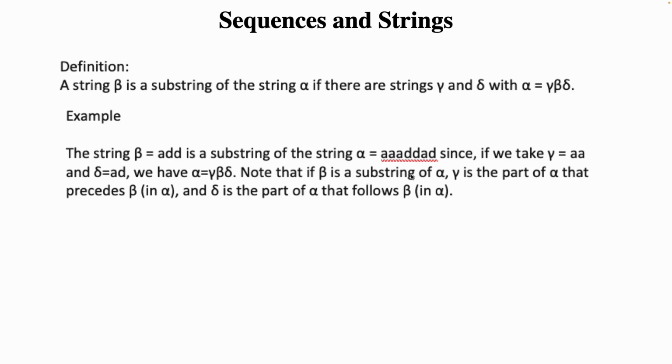Note that if beta is a substring of alpha, then gamma is the part of alpha that precedes beta in alpha, and delta is the part of alpha that follows beta. So suppose I asked, is DAD a substring? And the answer is yes. Your alpha would be AADAD, then your string is DAD, and there's nothing after it. So that makes your delta equal to lambda, the null string. And that would meet the definition, and DAD would be a substring.